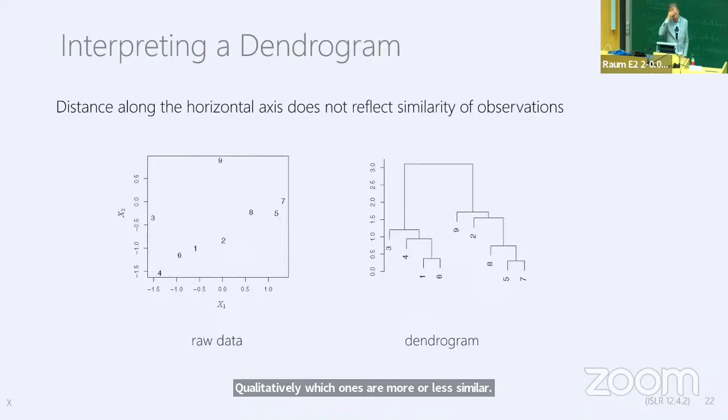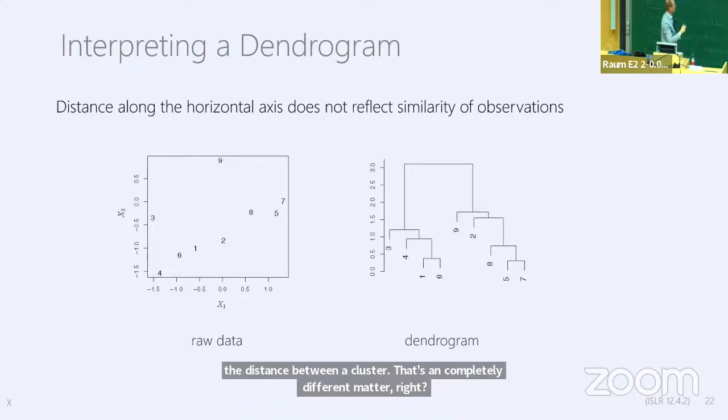Let's see. Yeah, this is important. So the y-axis in a dendrogram is very interpretable. Those are the distances between clusters, right? But how we define the distance between a cluster, it's a completely different matter, right? I mean, that may be very uninterpretable, but the distances are by themselves interpretable.